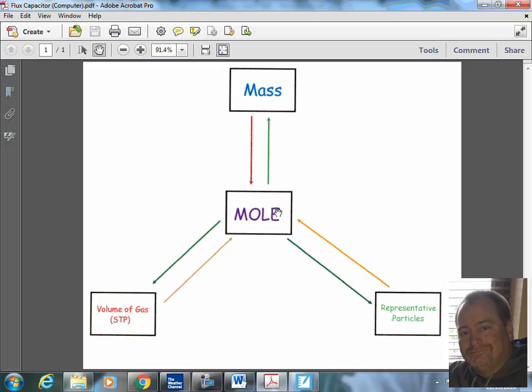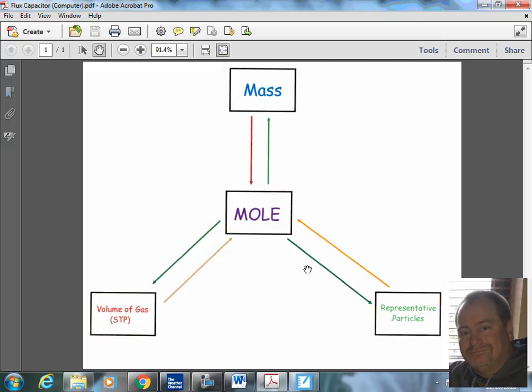Now notice that these arrows are pointing in different directions. Did you see that? Did you recognize? That's important, because when we did this earlier in a different class, they didn't realize that they had arrows there. Now, this is a chart that will help you understand how to convert using moles.